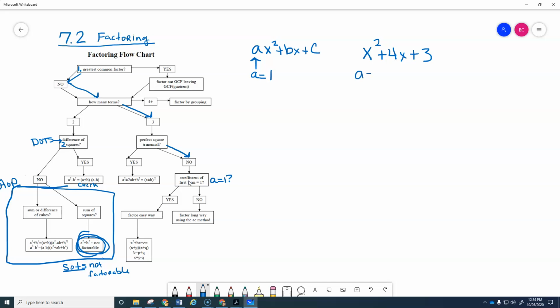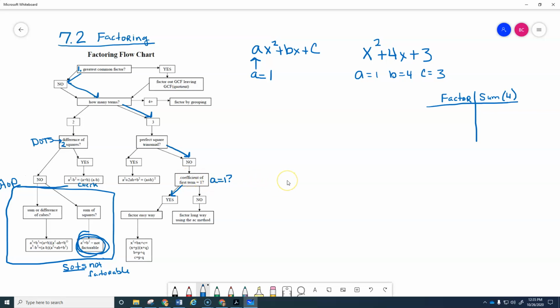In this case, a is 1, b is 4, c is 3. You should do that automatically. Is a 1? The answer is yes. Since a is 1, this is going to be what we call the easy way, the easy table way. I do a table that contains factors, and then a side that says sum, and I put 4 in parentheses right here.